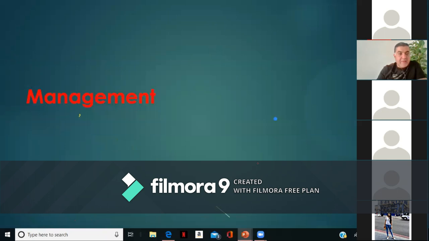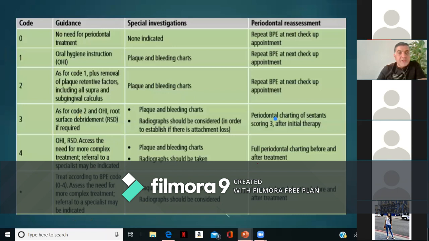Now, I believe I talked a lot about management, so let's go quickly to the management. Again, code 0, 1, 2. There is no problem at all here, we don't need anything. Here we need oral hygiene instructions, maybe scaling and polishing. We need to do bleeding and plaque charts. If there is any factor, like plaque retentive factors such as any filling or enamel pearls, anything you need to remove. If you remember, that's why we talked about the local factors from the beginning. We need to correct it and remove it. We just need a normal checkup, BPE, at the regular checkup every 6 months.